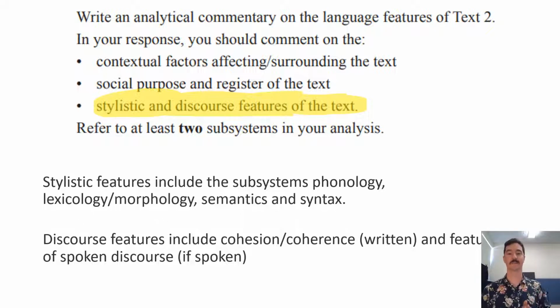Then discourse features, keeping in mind, split into 2 parts. If you're looking at written text, cohesion and coherence. If you're looking at spoken discourse, you're thinking of all of the wonderful things that come with spoken discourse: turn taking, politeness theory, positive and negative face needs. You're thinking about prosodic features, gesture, all of those things that come with spoken discourse features.